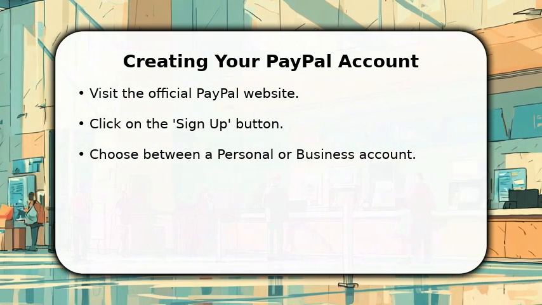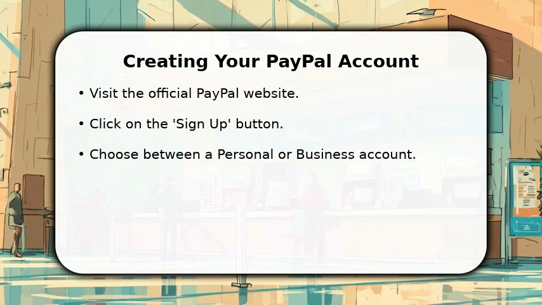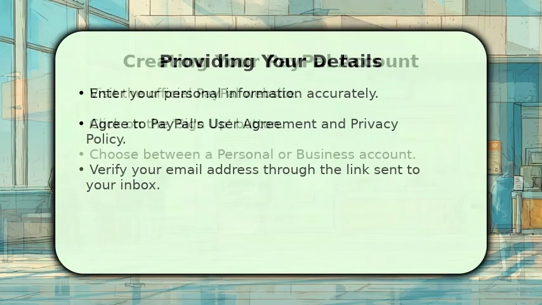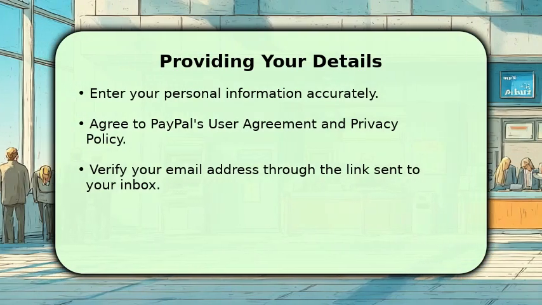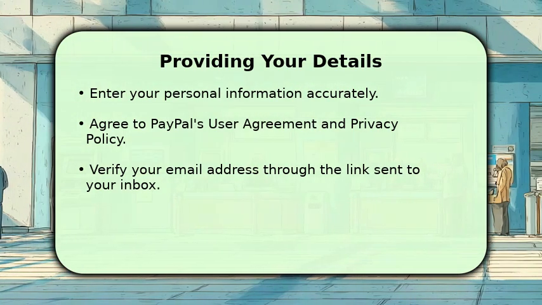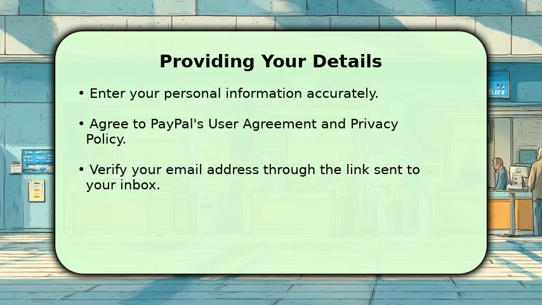You'll then be prompted to choose between a personal or business account. For Honeygain, a personal account is typically sufficient for individual earnings. Next, you'll need to provide your personal details, including your name, address, and phone number. It's crucial to enter this information accurately to avoid any future issues.